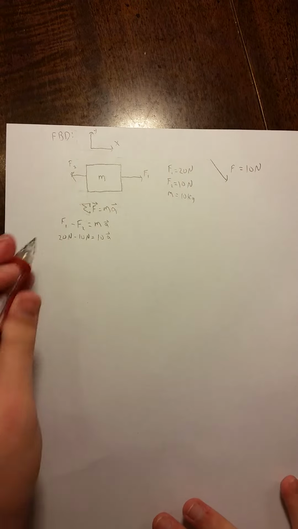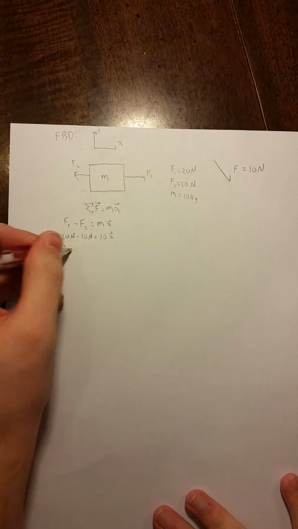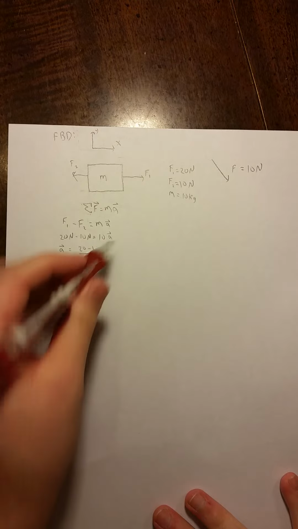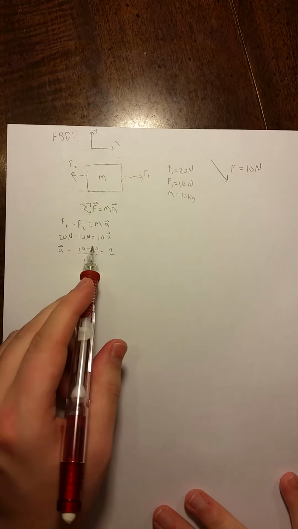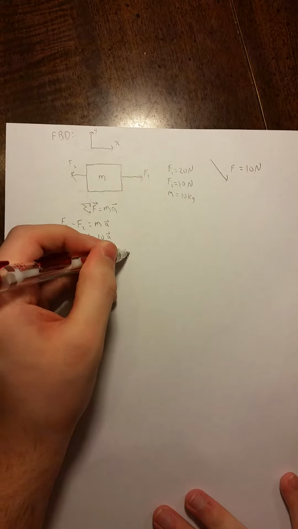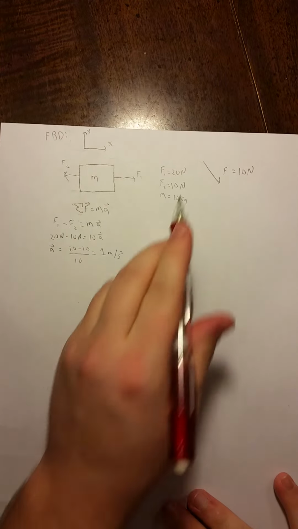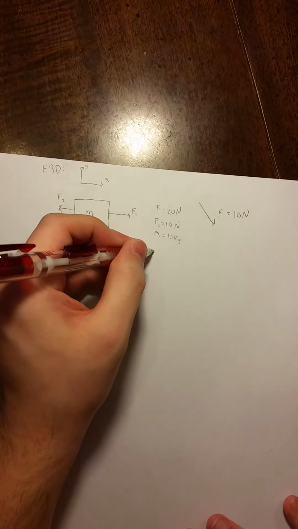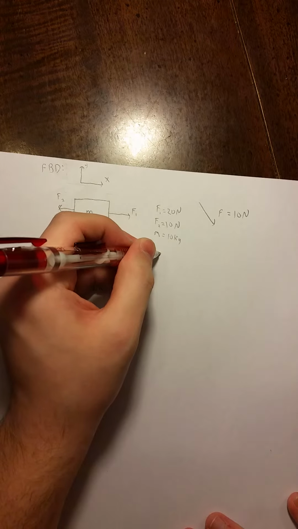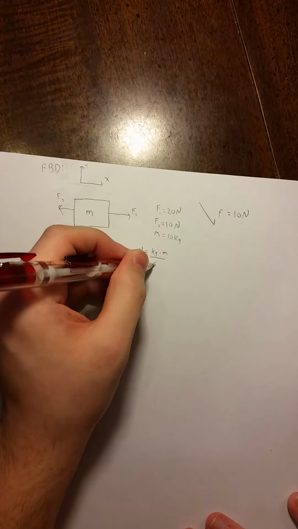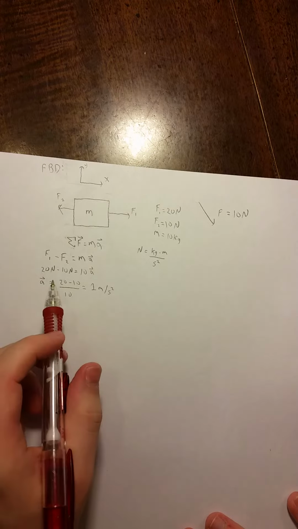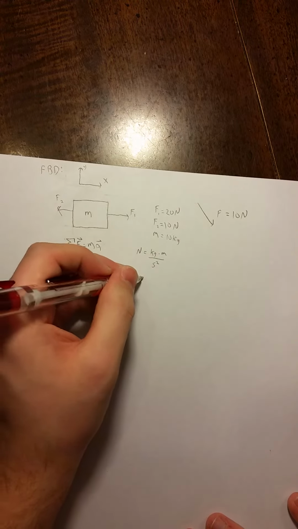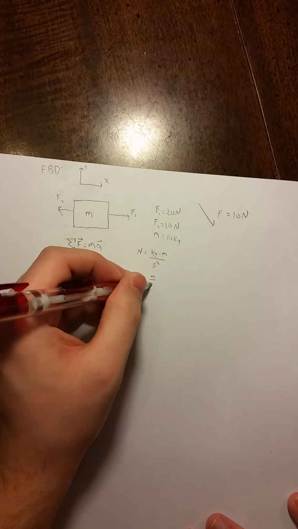When we manipulate this algebraically, we'll get 20 minus 10 over 10, which turns out to be 1. And the units for this will be meters per second squared. We get meters per second squared because a newton is equal to a kilogram times meters per second squared. When we take force and divide it by kilogram, we just end up with acceleration equaling meter per second squared.